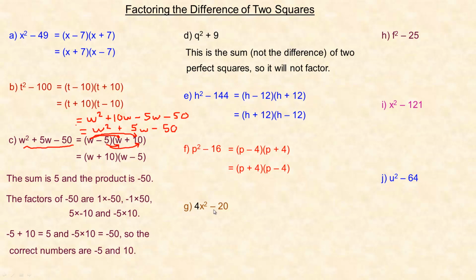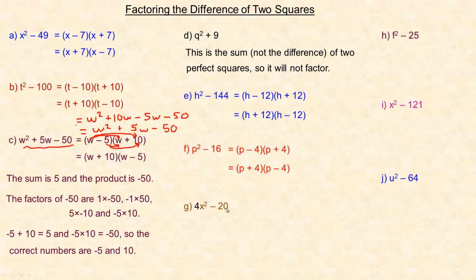In G, we have the difference of two terms, but they're not perfect squares, both of them anyway. The 20 is not a perfect square. Okay, 4x squared actually is, but 20 isn't. They have to both be perfect squares in order for the factoring of two squares pattern to work. But I mentioned the common factoring. There is a common factor.